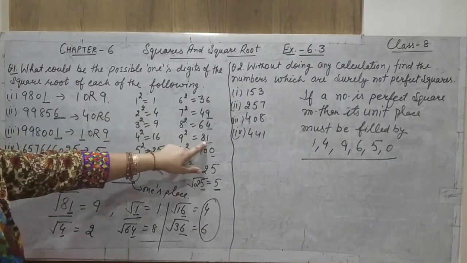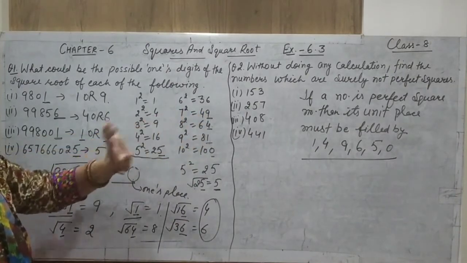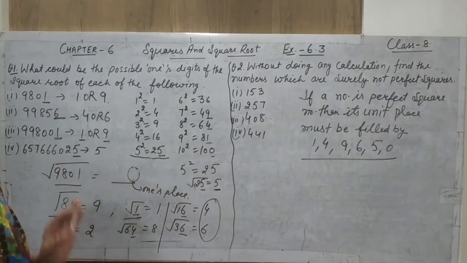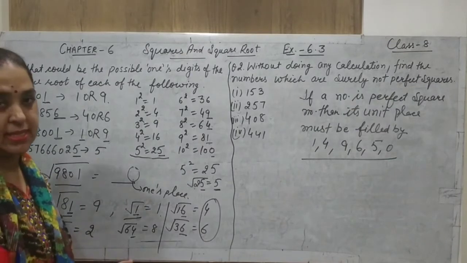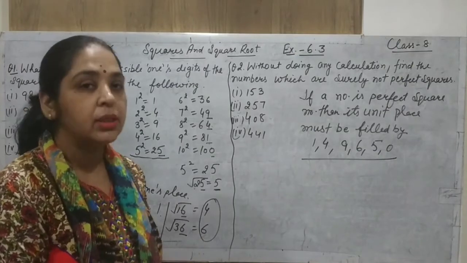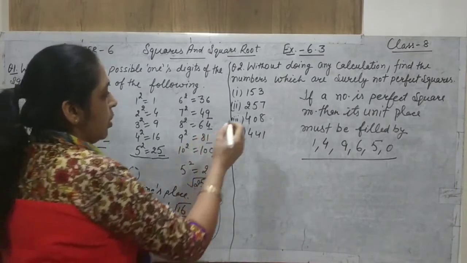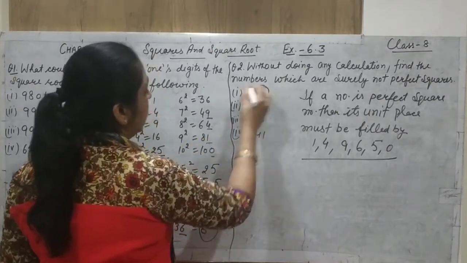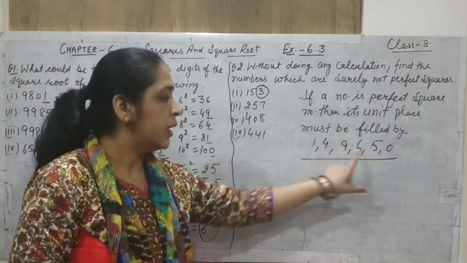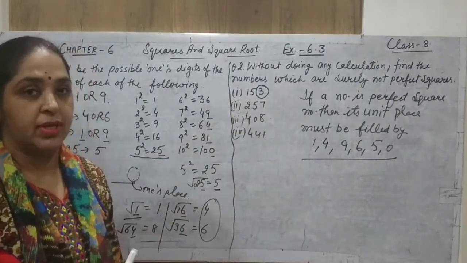1 is possible, 4 can be possible, 9 is possible, 3 or 7 is not, 6 can be possible, 5 and 0 are possible. Other than these numbers, if any other number comes at the unit place, that is not a perfect square. So you must first write the rule, then write down. Now in 153, what is the unit place? 3. Now see from this property, 3 is not included in these numbers. It means 153 is not a perfect square.